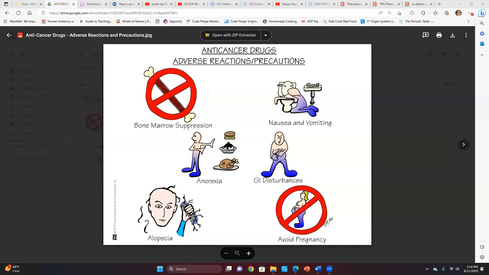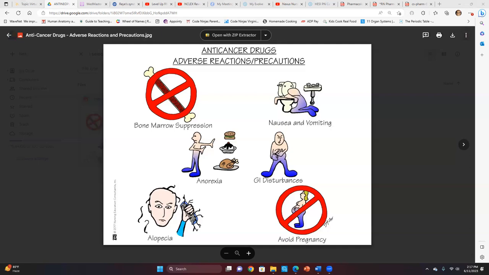The next antineoplastic cancer medication is tamoxifen. When we think about tamoxifen, it does affect women. It can cause hot flashes, irregular menstruation, and vaginal bleeding and discharge. Again, tamoxifen affects women by creating hot flashes, irregular menstruation, vaginal bleeding, and discharge.